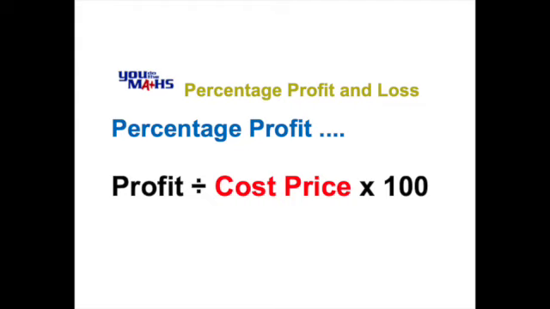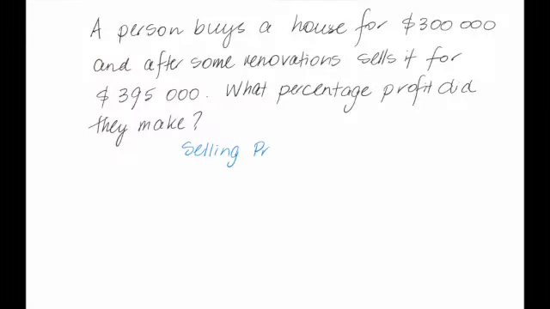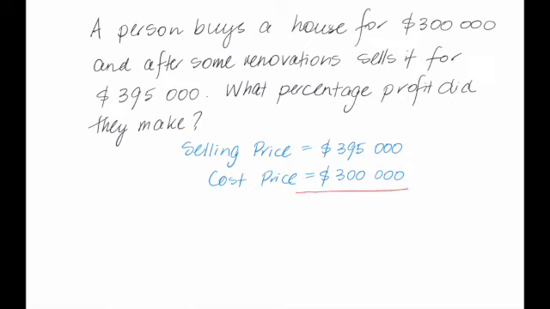Let's have a look at the example here where we've got a person who's bought the house for $300,000. We'll write down the selling price and the cost price, and from that we can determine a profit by doing a subtraction between the two. In other words, the selling price is $95,000 more than the cost price.